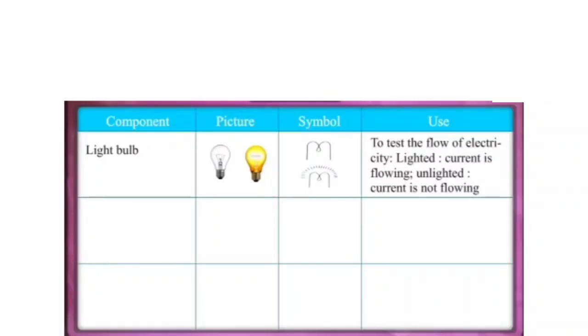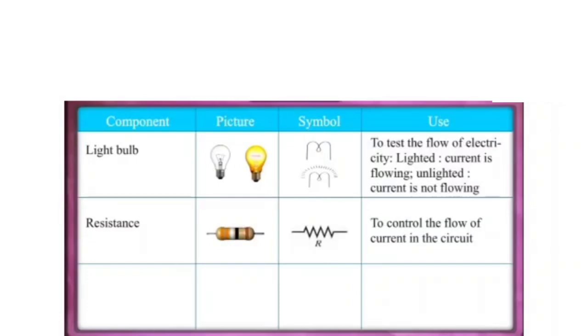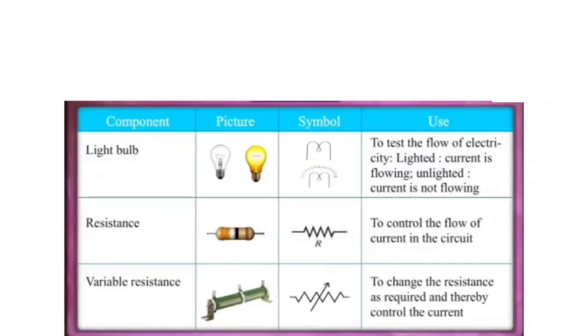If the bulb is lighted, current is flowing. An unlighted bulb shows current is not flowing. Resistance. The symbol of resistance is used for controlling the flow of current in the circuit. Variable resistance. The symbol of variable resistance is used to change the resistance as required and thereby to control the current.